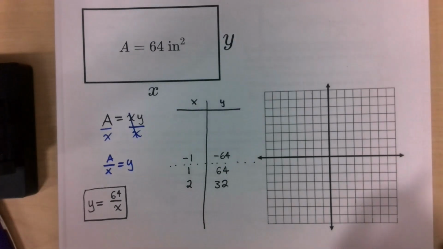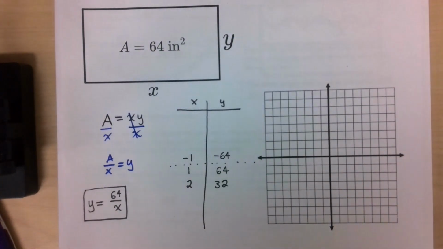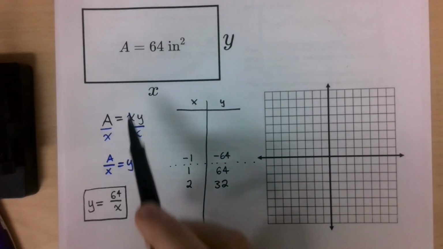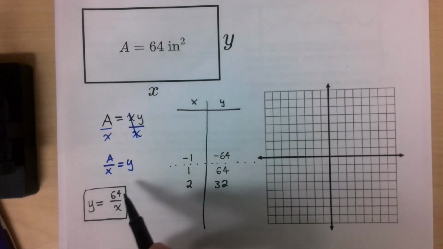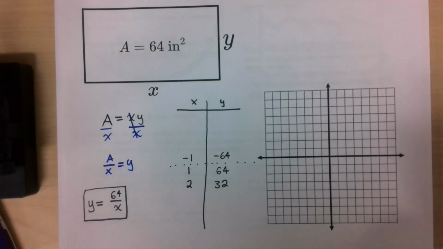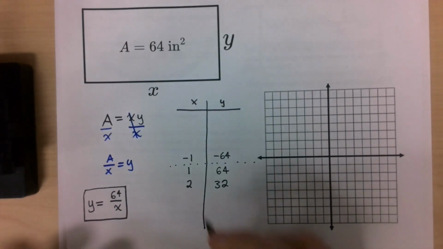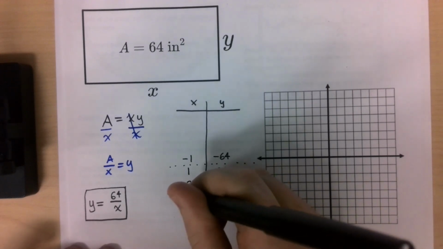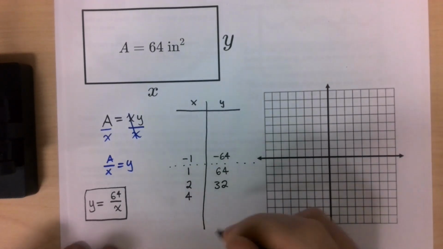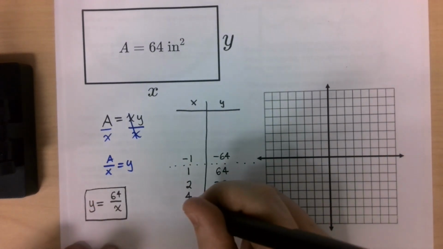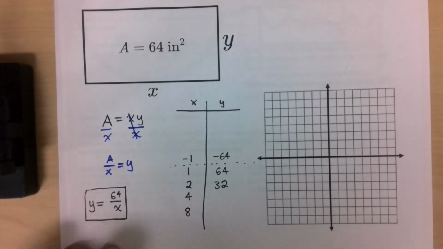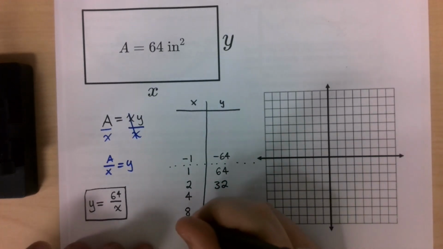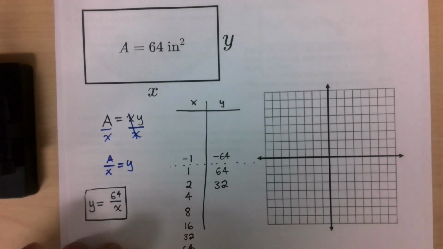How'd we do? Hopefully we started to see that the only ways this is going to work is if x is a factor of 64. So what are all the factors of 64? Well, 4 works. We know that 64 can also be divided by 8. We know that 64 can also be divided by 16 and 32 and by itself, 64.